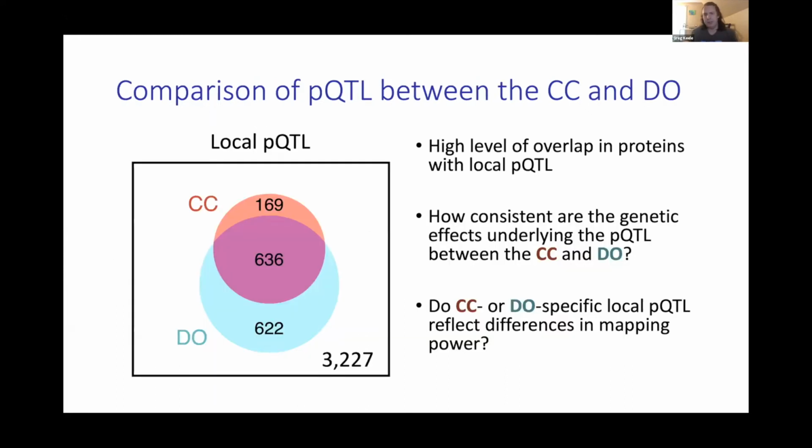For comparing the pQTL, we'll focus on the local pQTL for this talk. First, I'll look at the overlap in proteins and whether they had a pQTL in the CC, the DO, or both. We can see there's a relatively high overlap, but we wanted to dive into it a little more and ask how consistent the genetic effects underlying the pQTL are, because these represent the same genetic variation. You'd hope they'd be very similar, and you're also looking to replicate findings across the populations. Another question is, do the CC- or DO-specific local pQTL reflect population-specific QTL, or is it more just a difference in the mapping power for a given population?